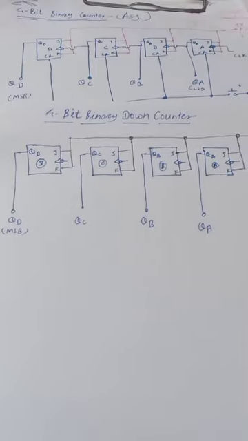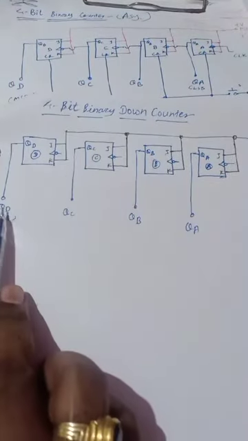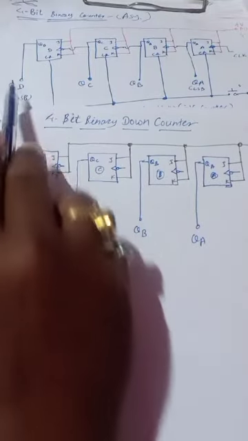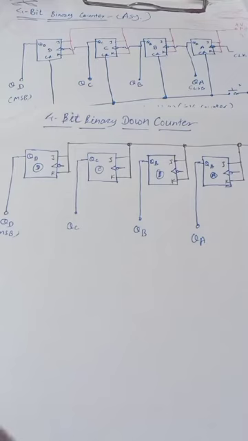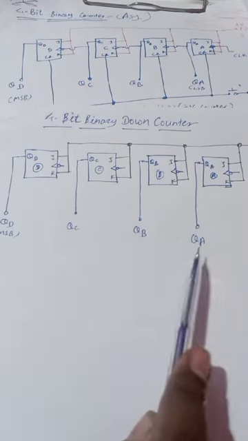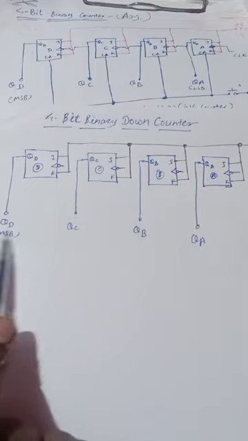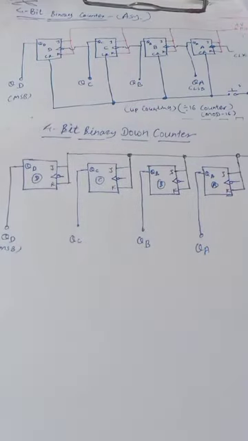This is one similarity, and another similarity is that we are going to observe the output from the Q output of the flip flop. So here, Q outputs QD, QC, QB, and QA, we are going to observe the output from the same. So this is the similarity. What is the main difference?